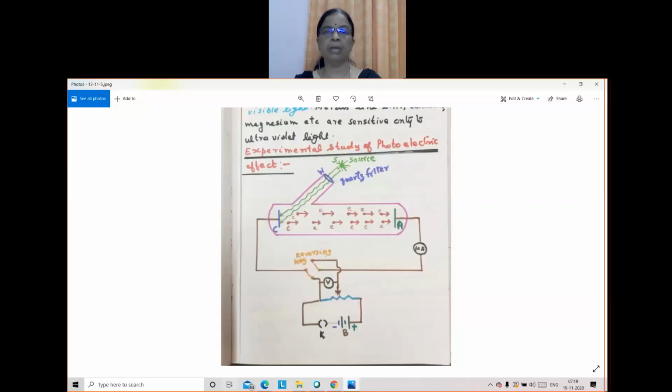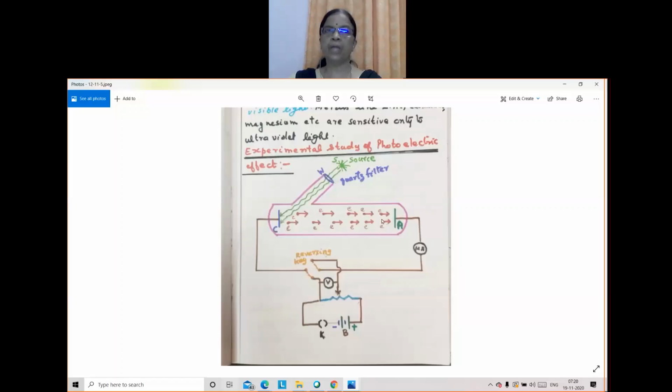Okay, tell me. When we increase the potential of plate A, when we make it more and more positive, what will happen to the ejected electrons? Will they reach plate A faster or slower? Faster. Very good. So electrons reach faster because this is positive. Electrons are negatively charged. They will be accelerated.